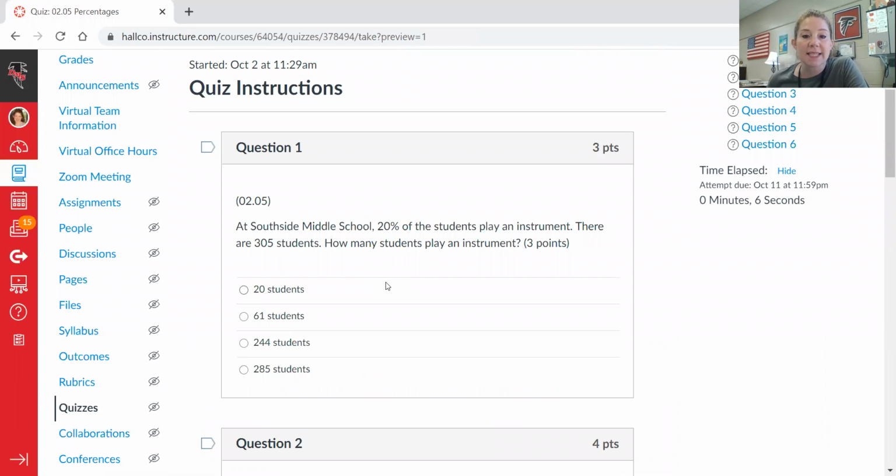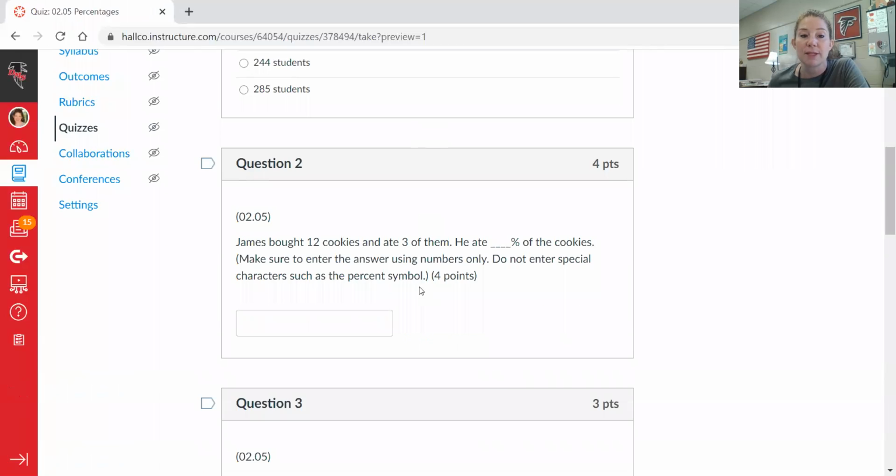So this one is asking basically what is 20% of 305. So if 20% of the students play an instrument, there's 305 students. How many students play an instrument? To find the percent of a number, you're going to turn your percent into a decimal and multiply. So 20 as a decimal, we move our decimal 2 places to the left, divide by 100. So now you're going to multiply 305 by 0.2, and you will figure out how many students play an instrument.